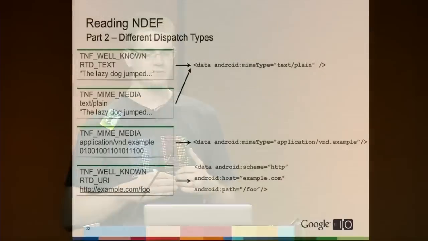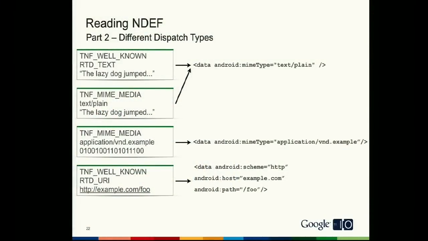So let's talk a bit about how you get into your activity when data is read over NDEF. What we do is we take the first NDEF record in the NDEF message, and we look at its type, and we build an intent from that type. This slide shows some examples of how we're going to take an NDEF record and convert it into an intent. We show that on the right-hand side with some snippets from an Android manifest file. This is how you would capture NDEF data coming into the phone from your activity.